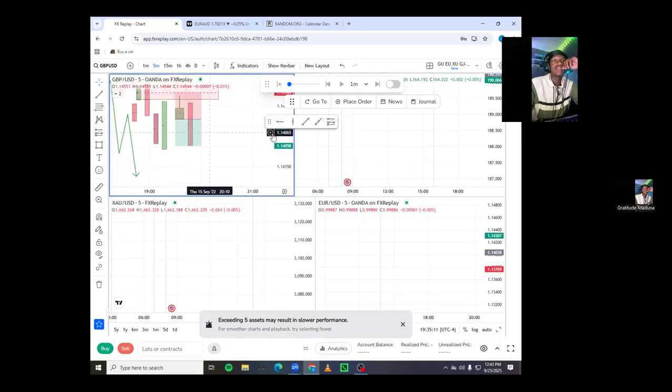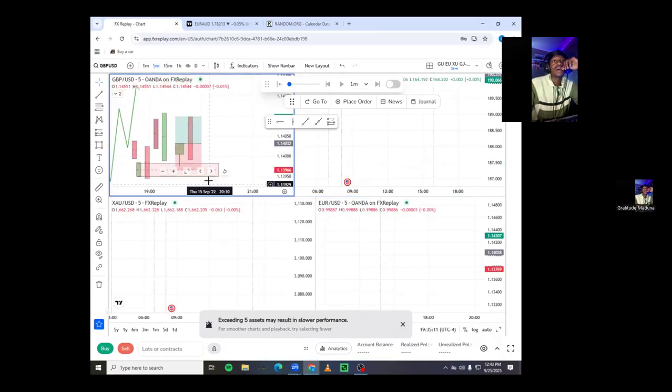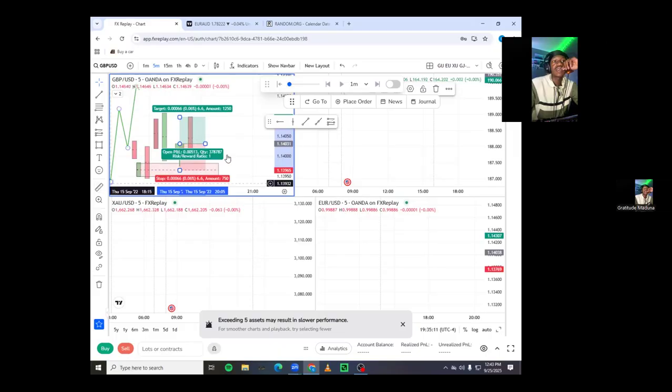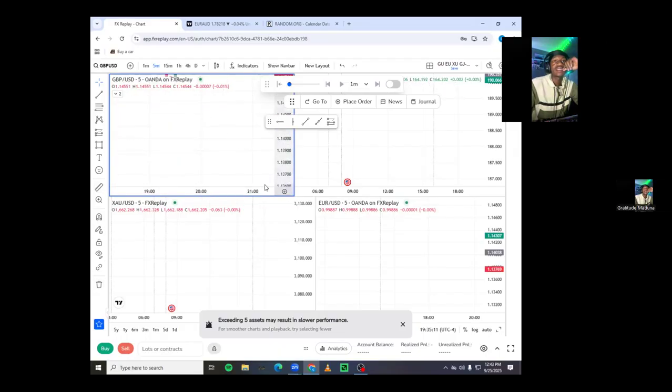Same thing, vice versa, guys. If you're buying, the same thing. Rejection on the zone, and then you wait for a move to the upside. Right? So rules are very simple. So let's get to the charts.